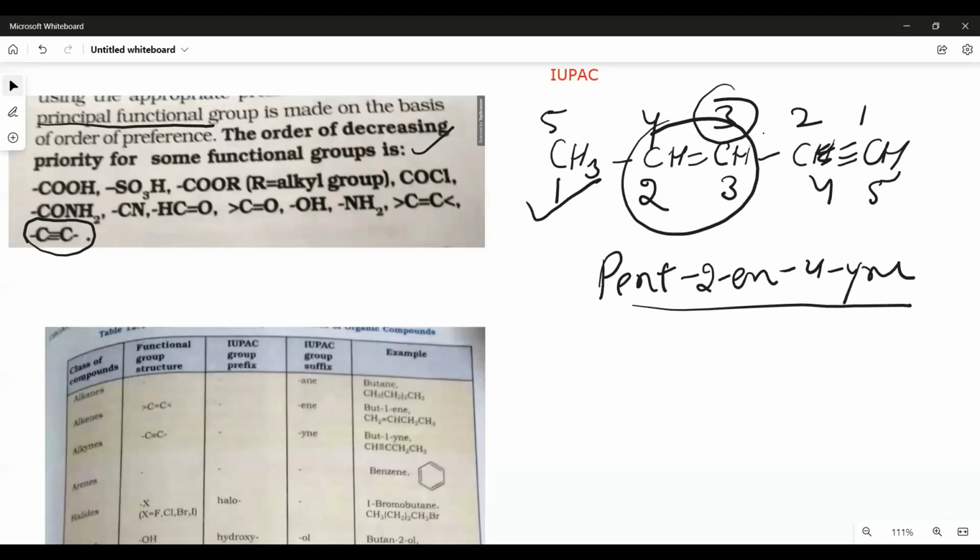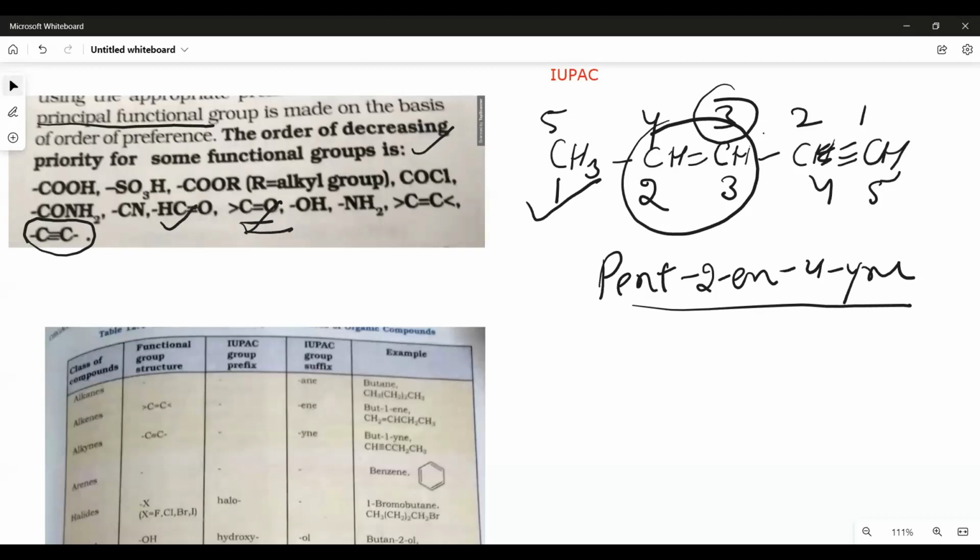Now, suppose you are having the double carbonyl group, that is the aldehyde and the ketonic group. So you can easily understand that the aldehyde group has a high priority as compared to the ketonic group. Similarly, the OH will have less priority as compared to the carbonyl groups and so on.